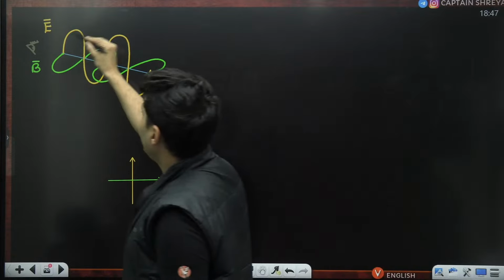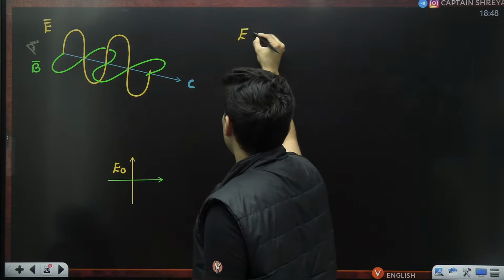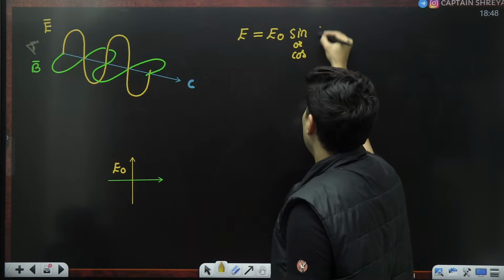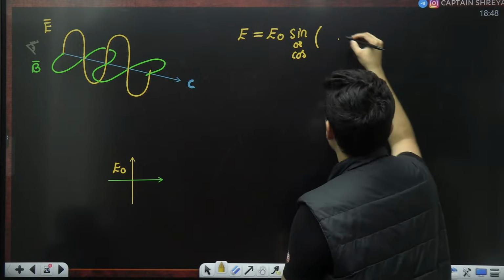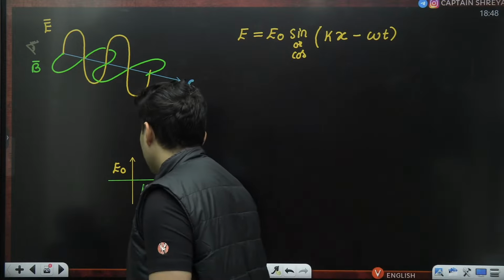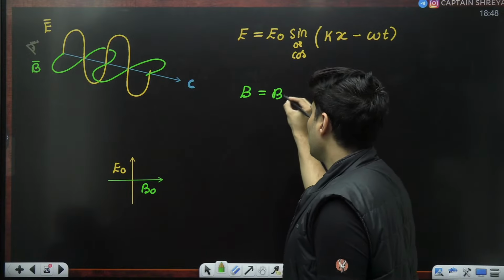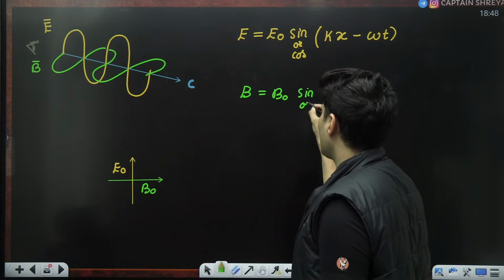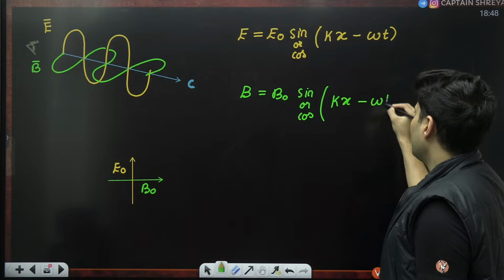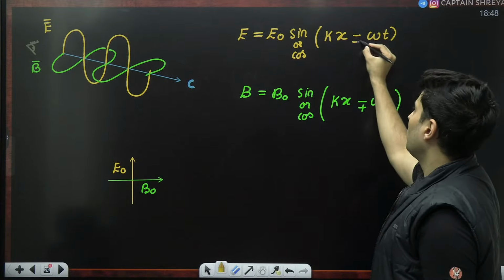If this electric field has an amplitude, let's say E0, then the electric field's wave equation is given by E0 sine or cos, anything you can use, sine or cos, of kx minus omega t. Similarly, if the magnetic field has a maximum value of B0, that is the amplitude of the magnetic wave, then the magnetic field is given by B0 sine, or cos if you use cos. Doesn't matter what you use, but this is how it is, with kx minus omega t. It can be plus also, so I'll put minus and plus both, depending on the direction in which it is moving.